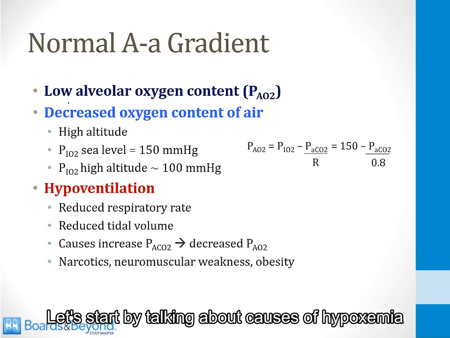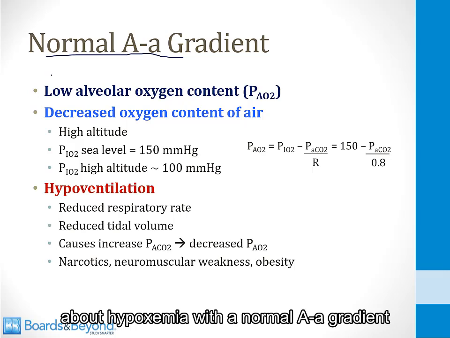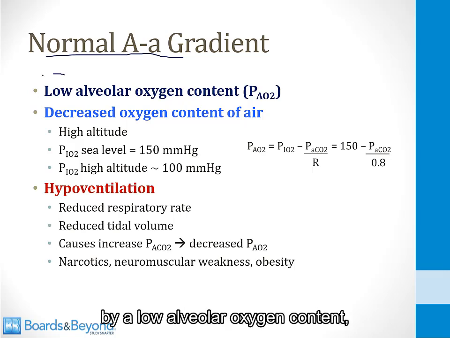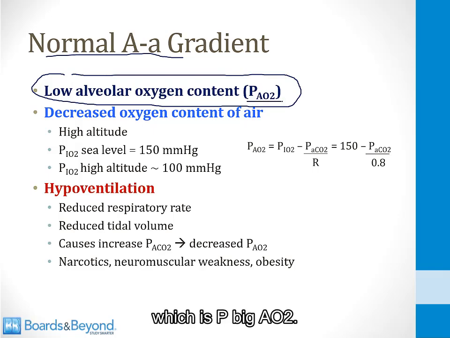Let's start by talking about causes of hypoxemia associated with a normal AA gradient. And the thing you must understand about hypoxemia with a normal AA gradient is that it is always caused by a low alveolar oxygen content, meaning a low partial pressure of oxygen in the alveoli, which is P big AO2.